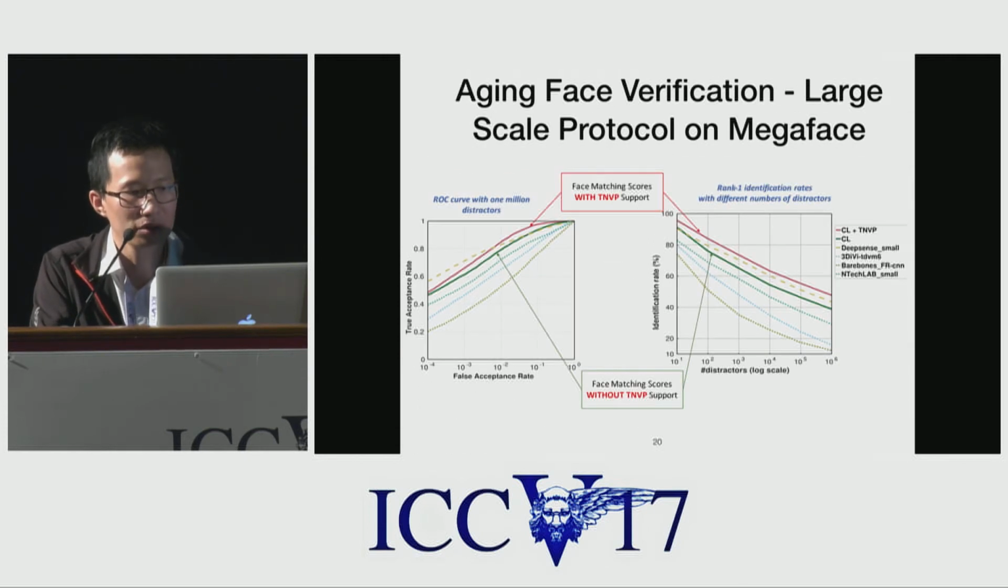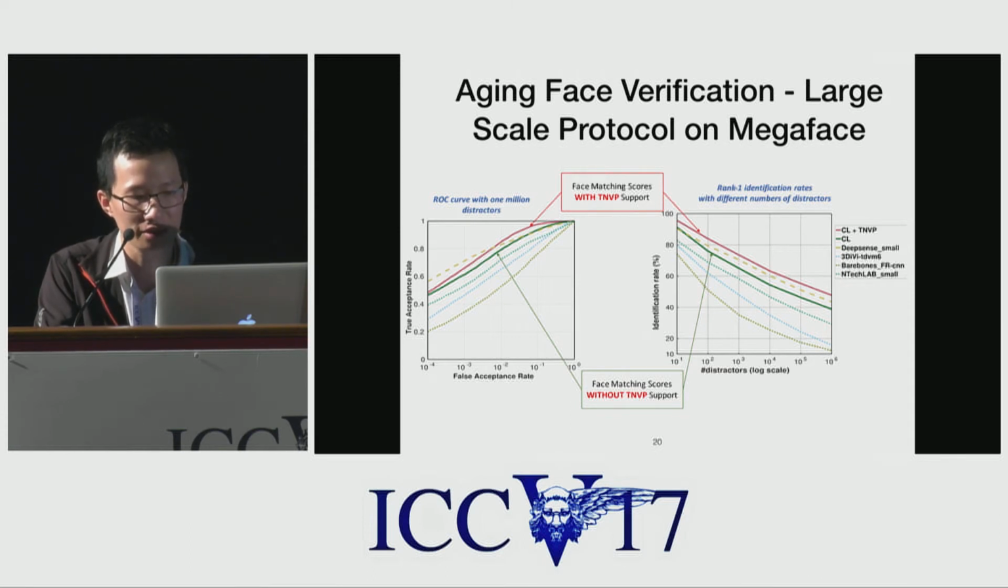We also do face verification on a large-scale face dataset on MegaFace protocol number 1. The figures on the left-hand side and the right-hand side show matching with the support of our face aging component. We have the red curve, which gives a better result than the green one, where matching is done without using any age regression.